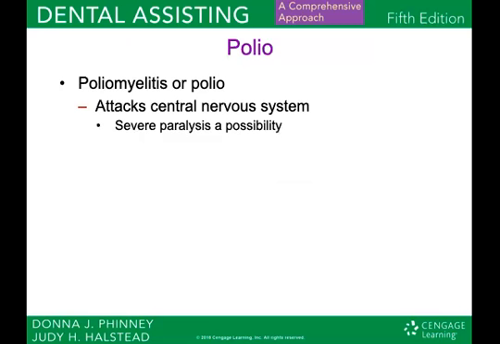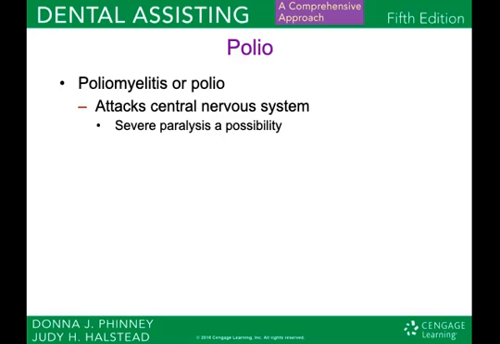Polio, or poliomyelitis, attacks the central nervous system and can cause severe paralysis. And since the discovery of the vaccine for this virus in the 50s, there have been very few cases. The most commonly used vaccine is the OPV, which is the oral poliovirus vaccine. This contains the live harmless virus.